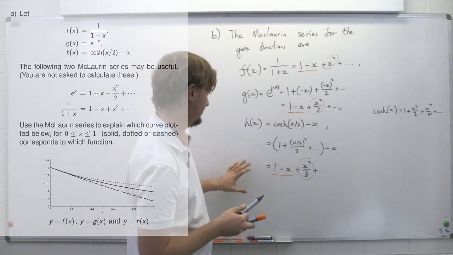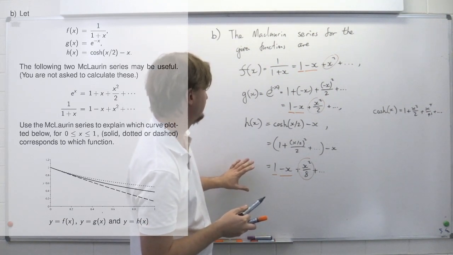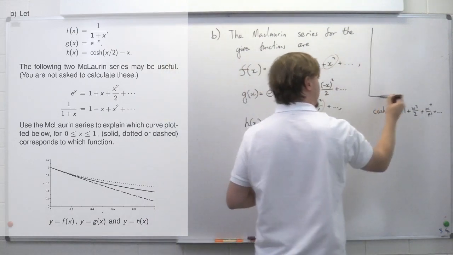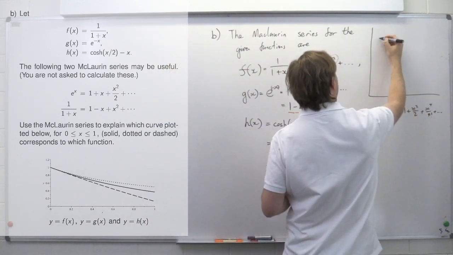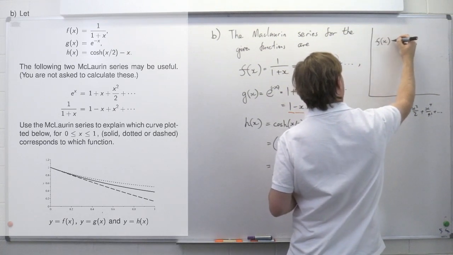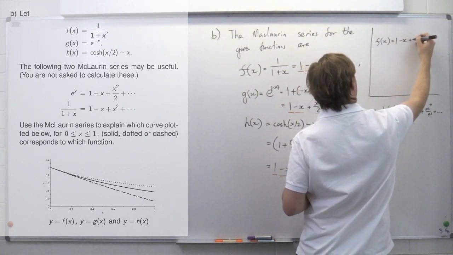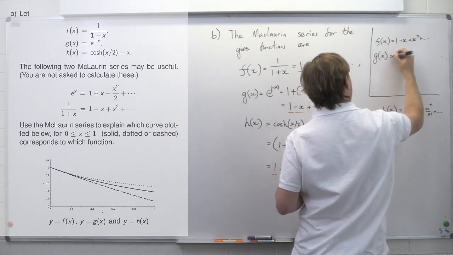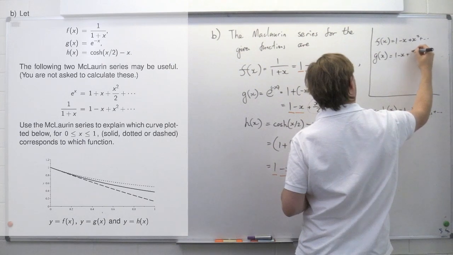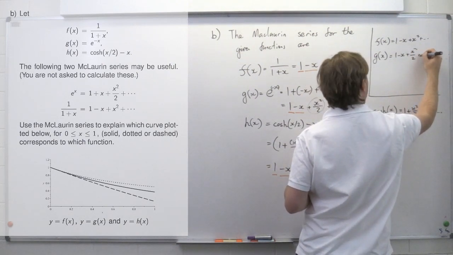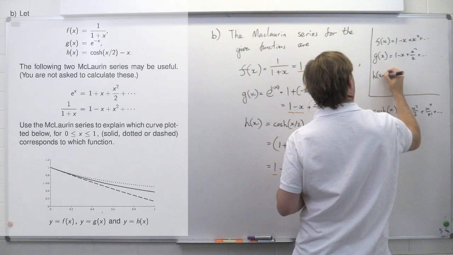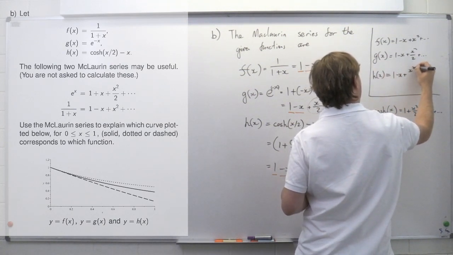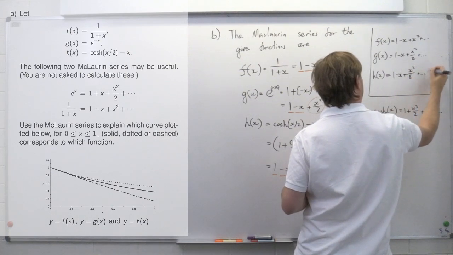Alright. So I'm going to just save this. Boards are never quite large enough. So we had f of x equal to 1 minus x plus x squared and other terms. G of x we found was equal to 1 minus x plus x squared over 2, other terms. And h of x is equal to 1 minus x plus x squared over 8.